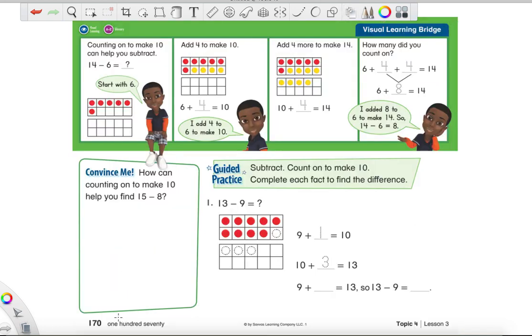Alright, and here's what page 170 looks like. Okay, we have a little boy up here showing us what we could do with 2 10 frames to help us solve any subtraction problem. Now, you're going to look down here at problem number 1, and you're just going to say, oh my gosh, what is going on with all these addition problems? But don't worry, I got you.